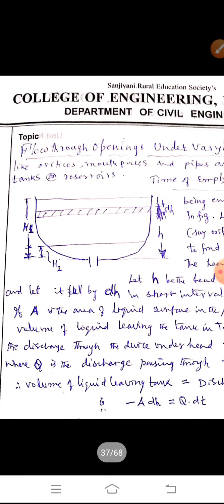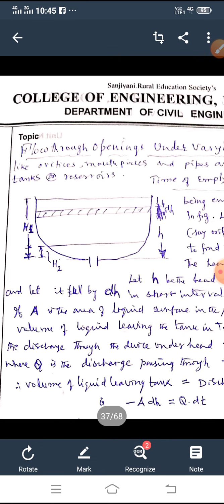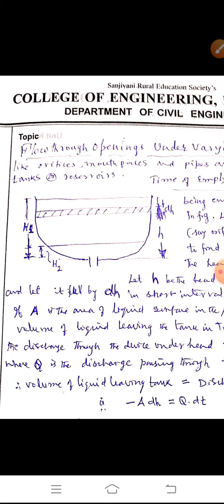Let us consider. Let H1 be the head above the device. This is the device, orifice or mouthpiece, whatever it may be. H1 is the head above the device from which the head is to be reduced to H2. What is the time required is to be found out. Now let H be the head at any instant and let it fall by a small amount dH in a small interval of time dt. Let us assume.